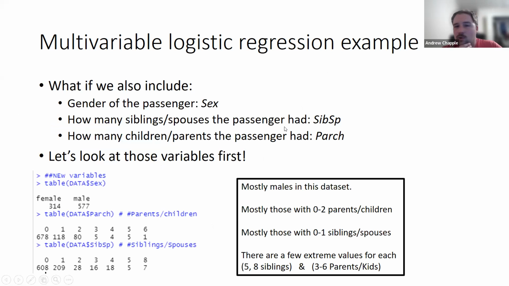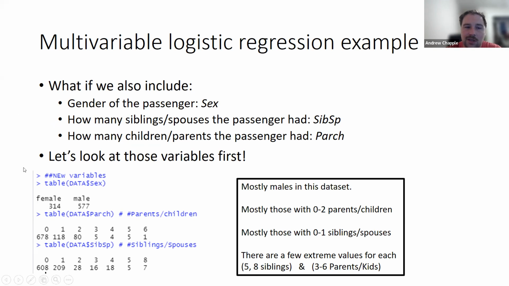Okay, so multivariable logistic regression. Just like in linear regression, we could use one variable or multiples. What if we included the gender of the passenger? This is their sex in the data set. What if we include how many siblings or spouses they had? That's SibSp. What if we included how many parents or children they had, which is Parch?